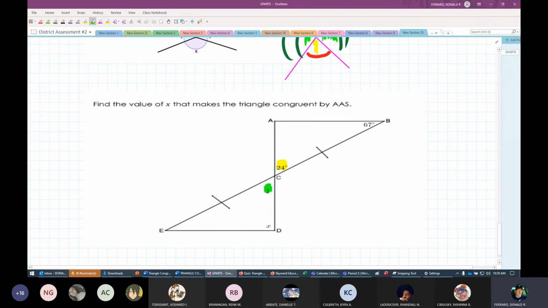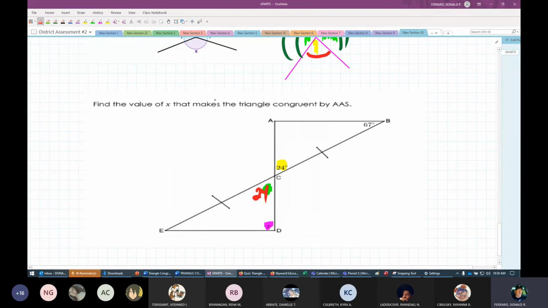What do you guys think the measurement of this angle is? Show of hands. Randall? I say 24. Good. All right. And listen, whenever we get one of these problems, 24, okay? Now, since they're telling us find the value of X, the value of X is down here. I'll highlight this in magenta. All right, the value of X.